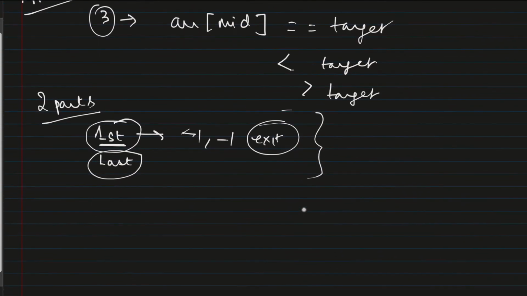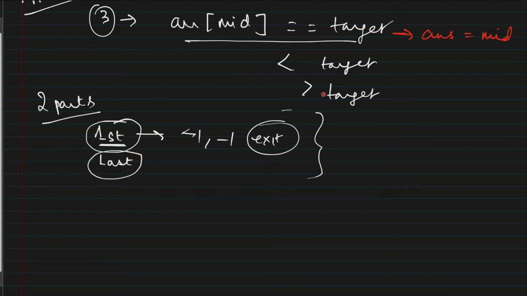Now we'll come to the happy flow. So let's say the ARR of mid is equal to the target, we found an element which is exactly equal to the target. Now, it might happen that it is the first occurrence of the element. We are only talking of the first occurrence now. Forget about the last occurrence. So it might be possible that it is the element itself. So we need to store this. In the answer, we'll have an answer variable and we'll store this, because it might be possible that this itself is the first occurrence of the element.